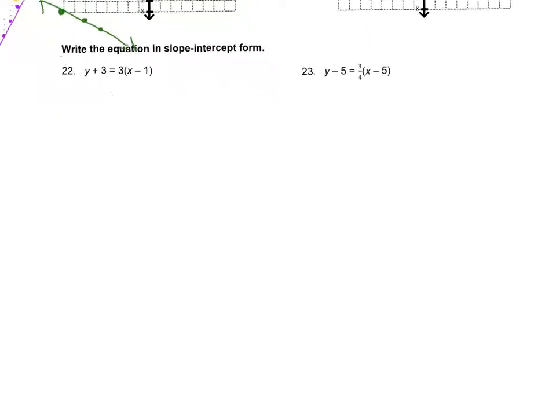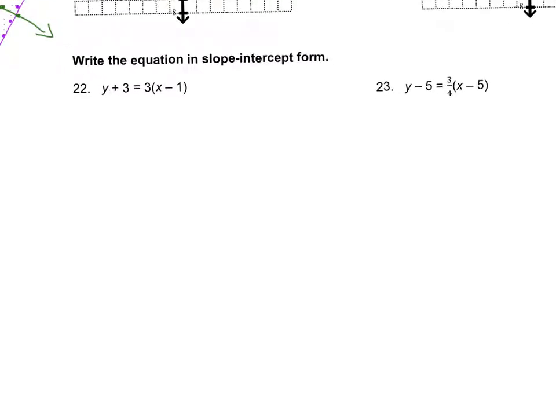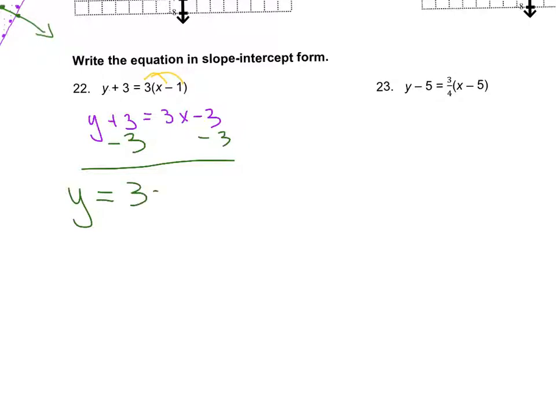Write the equation in slope-intercept form. Well, looking at them, hopefully you recall that those are both point-slope forms. So we're going to do what we just said a little while ago. In order to write it in slope-intercept form, we're going to distribute, and you get y plus 3 equals 3x minus 3. You subtract this 3 to bring it here, and you get y equals mx plus b.